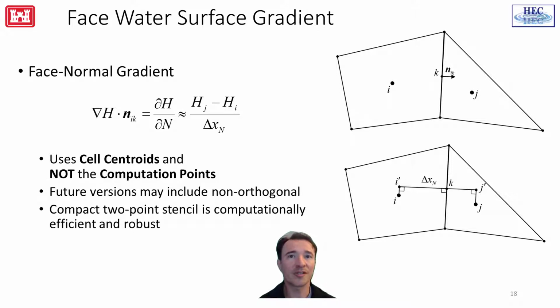The approach uses the orthogonal distance between cell centroids and not the distance between computation points, as before, and there is no correction for non-orthogonality. We may include corrections in the future as an option, but the new two-point stencil is efficient and robust. We're also going to be working on mesh quality to improve the model accuracy.